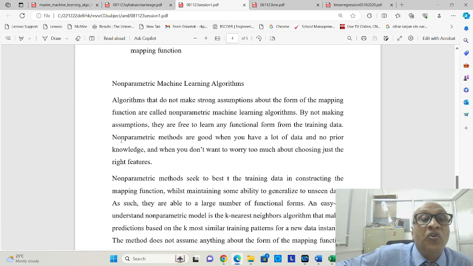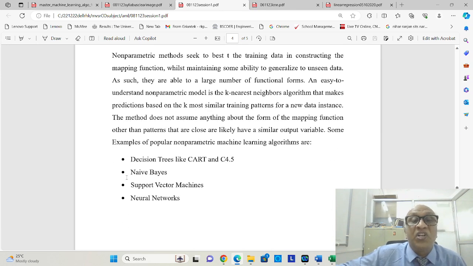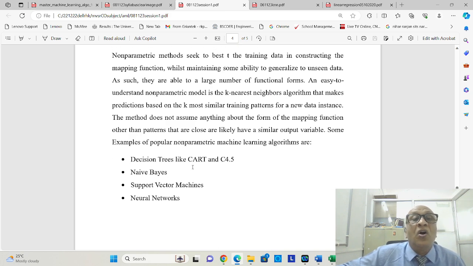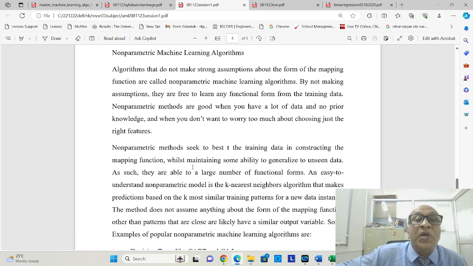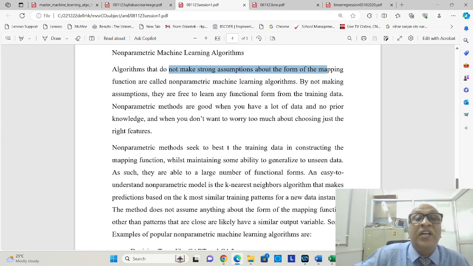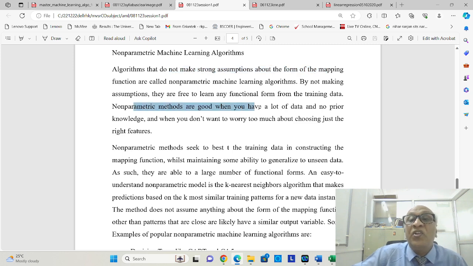Examples of non-parametric machine learning algorithms are decision trees like CART, C4.5, naive Bayes algorithm, support vector machines, and neural networks. All these come under non-parametric methods. What are non-parametric methods? They do not make any strong assumption about the form of the mapping function. As they are not making any assumptions, they are free to learn any function from the training data. These are good when you have a lot of data and no prior knowledge.